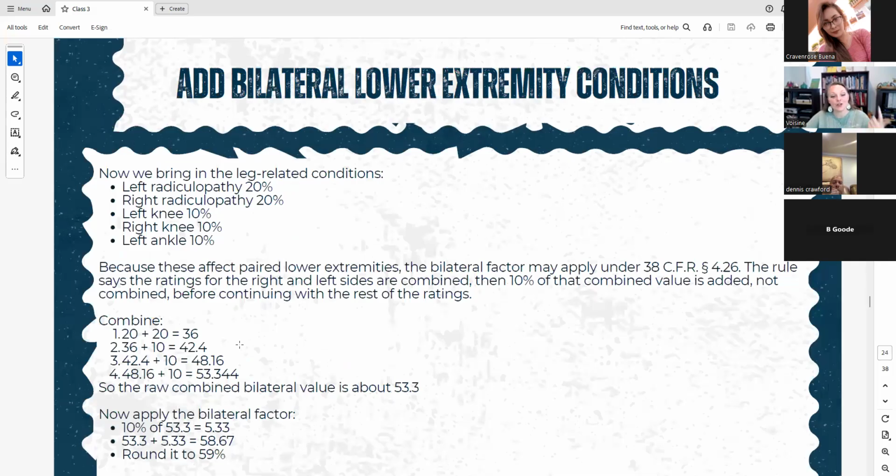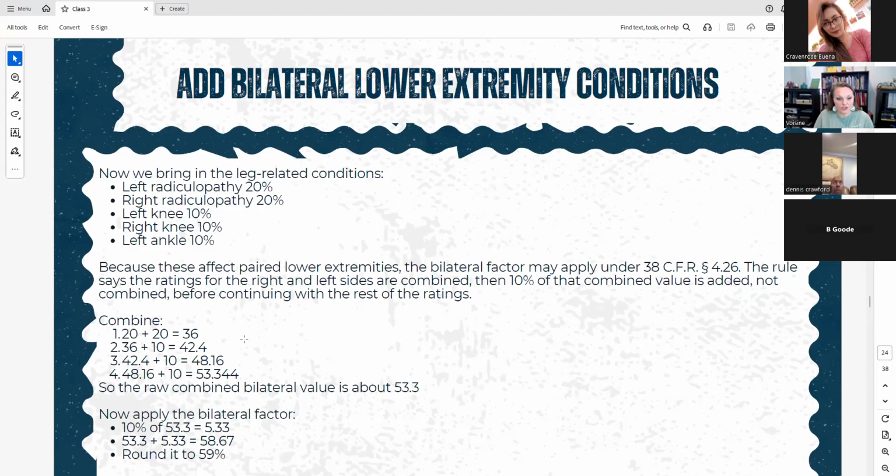When we start adding all of those in, we really start getting there, right? But this is why so many people get frustrated. Now we're going to bring in your leg conditions. So we have left, right radiculopathy, left, right knee, and your left ankle. So these are paired extremities. So there's going to be a bilateral factor under the 38 CFR 4.26. So basically, an additional 10% of the combined value is going to be added.